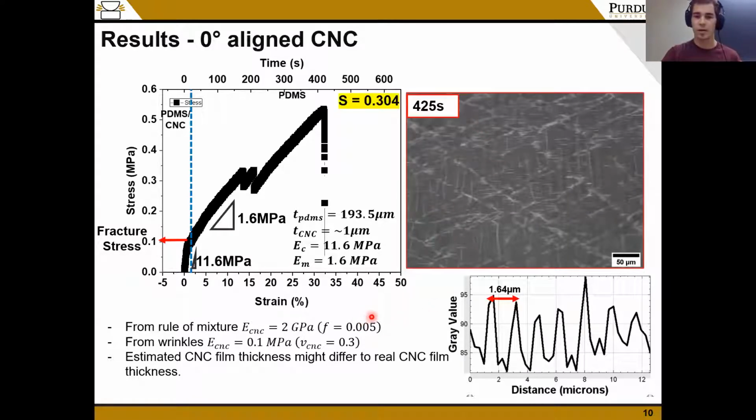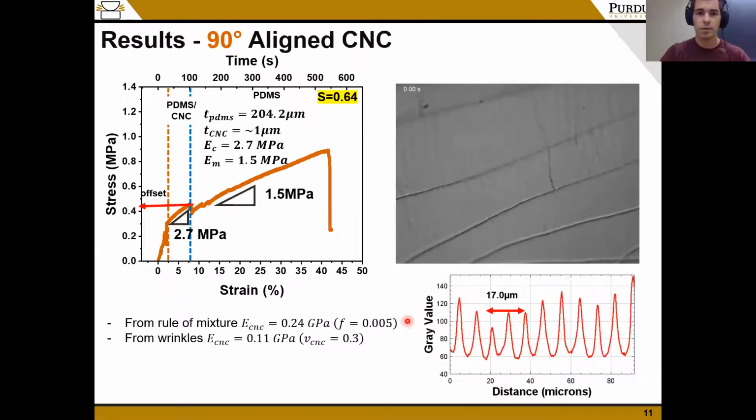And we think the results from this one are off a little bit because the film was pre-wrinkled before we actually tensile tested it. So we came up with a rule of mixtures modulus of 2 gigapascals and a wrinkling modulus of 0.1 megapascals. Step through the last one.